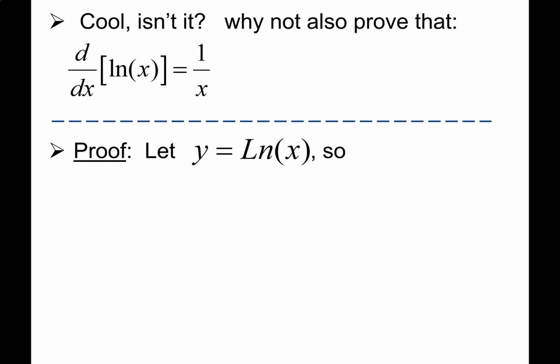Okay, kind of cool. While we're at it, why don't we take on the proof of the other transcendental function here, the derivative with respect to x of ln of x. Again, I stated for you at the beginning that that's 1 over x. Don't take my word for it. Let's prove it.